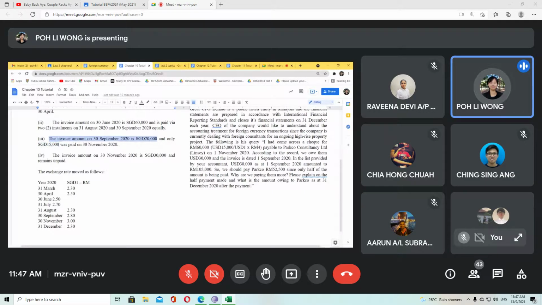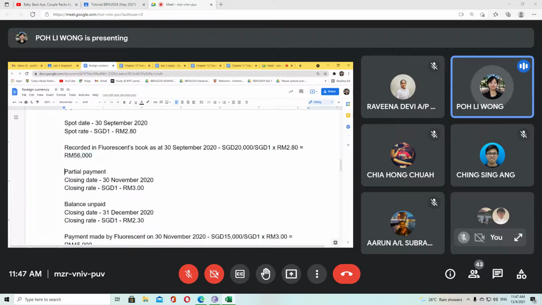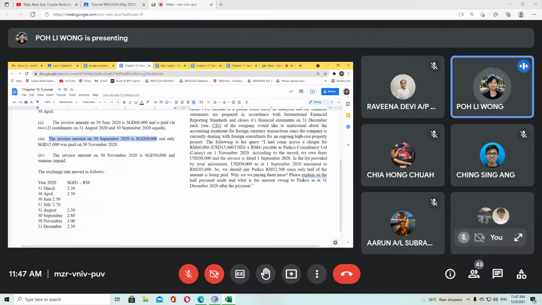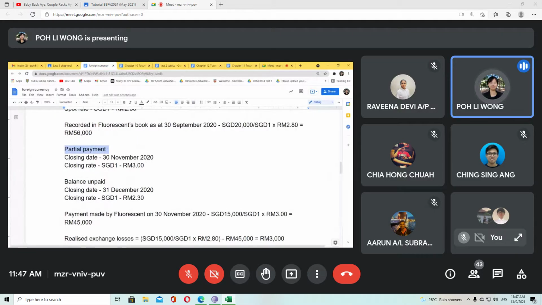This will be our opening date, opening rate, and opening amount recorded in the book. Okay, so recorded in your book will be 20,000 times 2 ringgit 80 cents. So it's amounting to 56,000. So there is a partial payment made, and this partial payment was made on 30th November 2020. So we take in the closing rate of 3 ringgit. So this closing rate of 3 ringgit, okay, will be paid for 15,000 only.